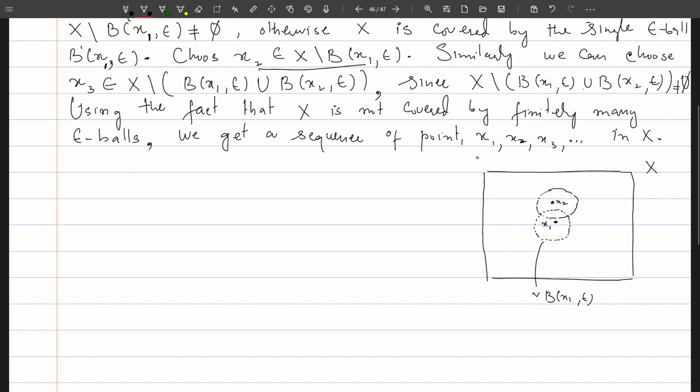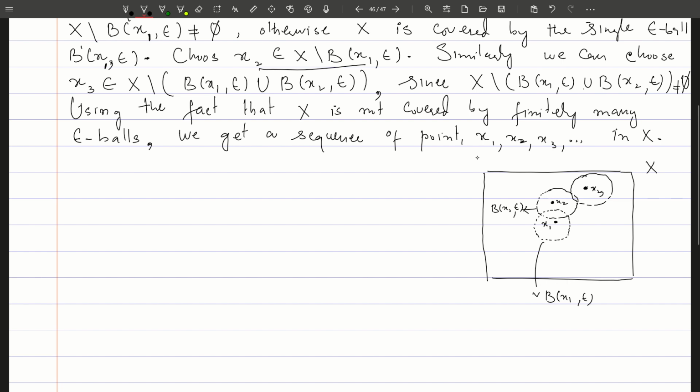So this is the ball centered at x2 and radius epsilon. Now we choose x3 somewhere here, outside the union of these two balls. That means the distance from x3 to x1 is bigger than or equal to epsilon, and similarly the distance of x3 from x2 is bigger than or equal to epsilon. And we draw a ball of radius epsilon around this x3. So we can pick infinitely many such points, because X cannot be covered by finitely many balls.